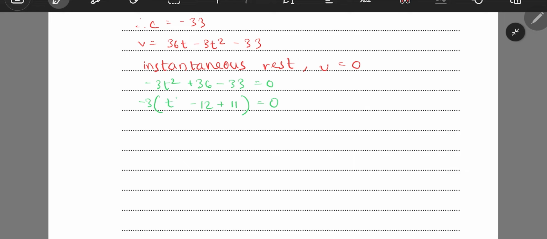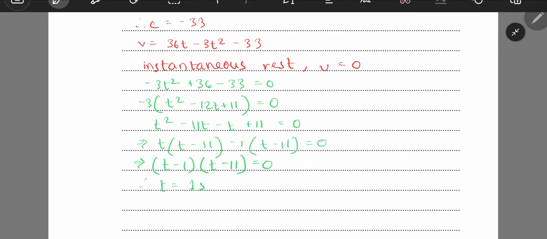Now simplifying further, we can apply the quadratic middle term factorization. So t squared minus 11t minus t plus 11 equals 0, or t times t minus 11 minus 1 common, t minus 11 is equal to 0, or t minus 1, t minus 11 equals 0. Therefore, the values of t are 1 second and t is equal to 11 seconds.